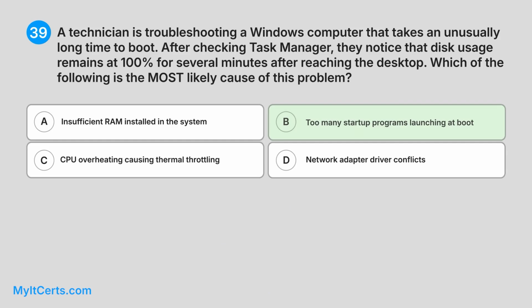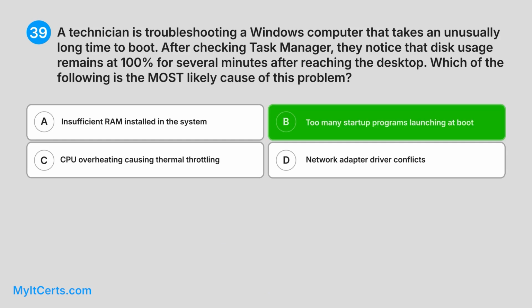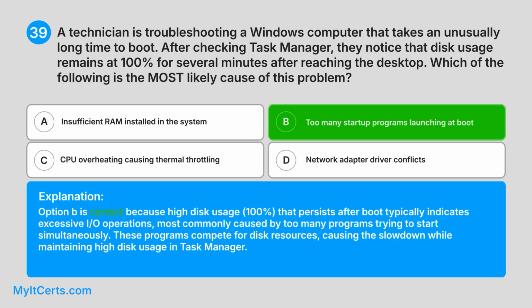Correct answer, B. Too many startup programs launching at boot. Explanation. Option B is correct because high disk usage, 100%, that persists after boot typically indicates excessive I/O operations, most commonly caused by too many programs trying to start simultaneously. These programs compete for disk resources, causing the slowdown while maintaining high disk usage in Task Manager.